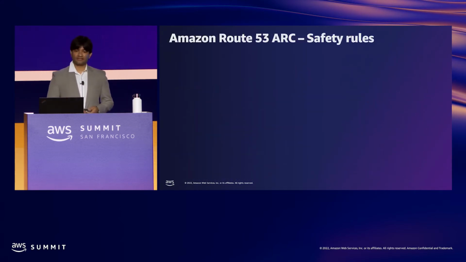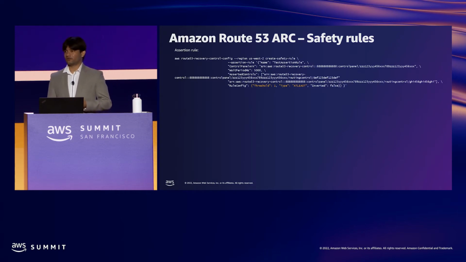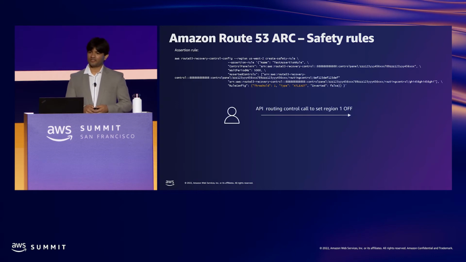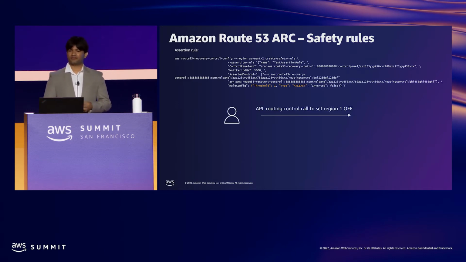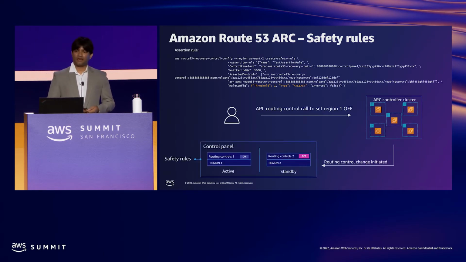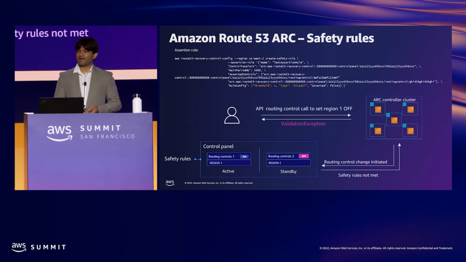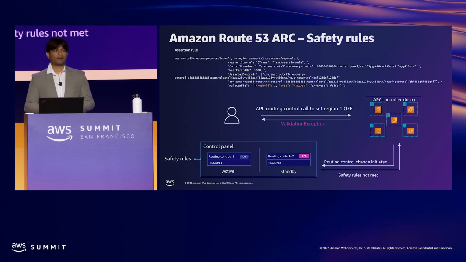And the third one is the safety rules. You have the ability to put safeguards in place to avoid unintended consequences. The assertion rule that you see here essentially creates a safety check to ensure that only one routing control is on. Say you're a user sending an API command to set the region 1 rerouting to off. The request goes to the ARC controller cluster, and from there, the routing chain is initiated and it goes to the control panel. Now, because of that assertion rule, the safety rules are not met, so the operation is going to fail, and it prevents your application from going down.